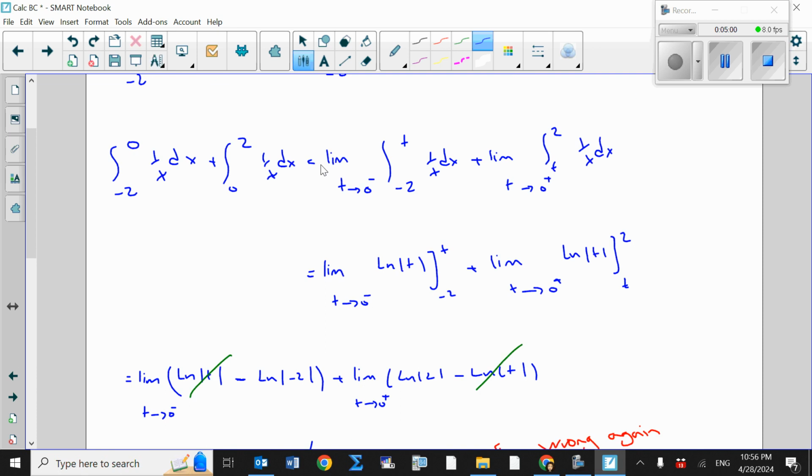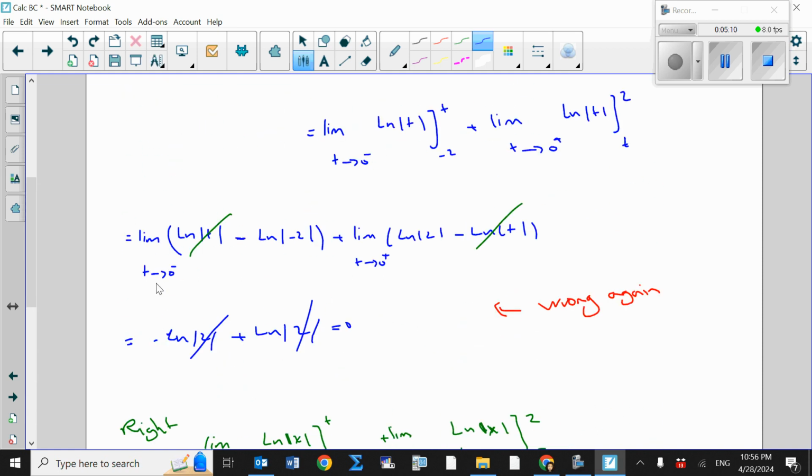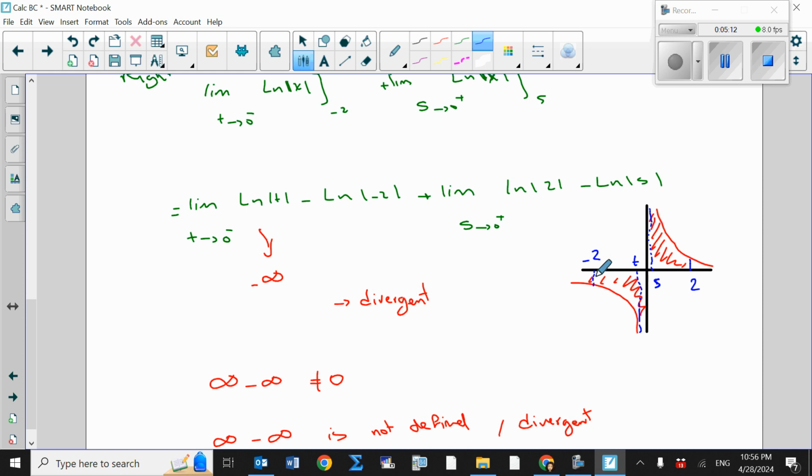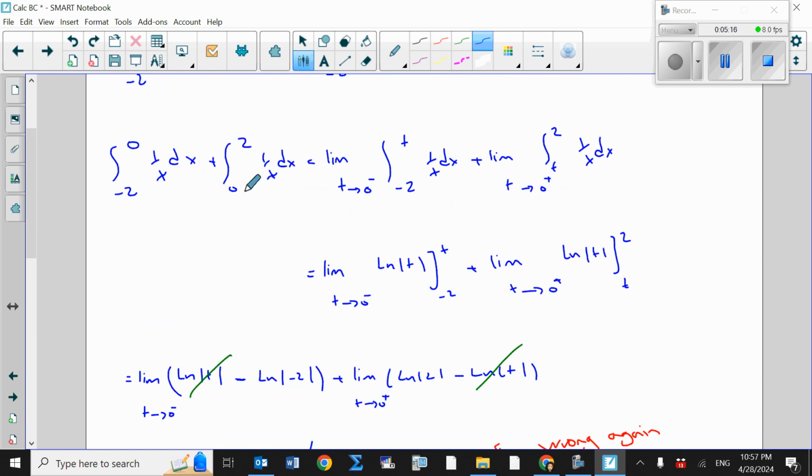We need to know that, first of all, this function, if we graph it, is not even defined at zero. So we cannot simply take the integral from negative 2 to 2. We have to know that these are two different parts. So we have two separate integrals here, from negative 2 to 0 and then 0 to 2. Okay, we go to the next step. This is the next step.